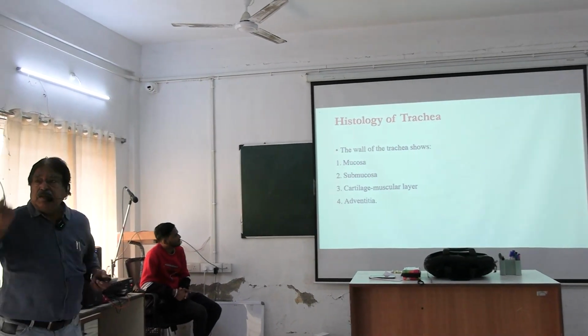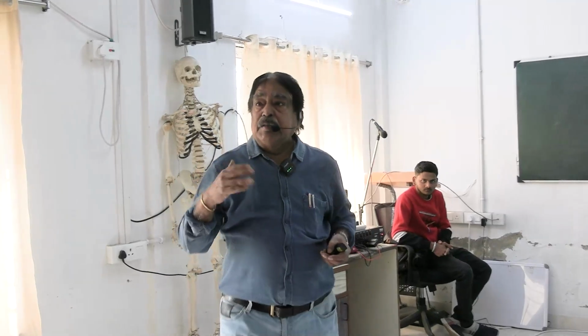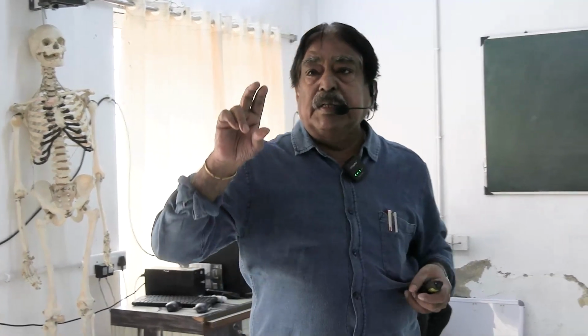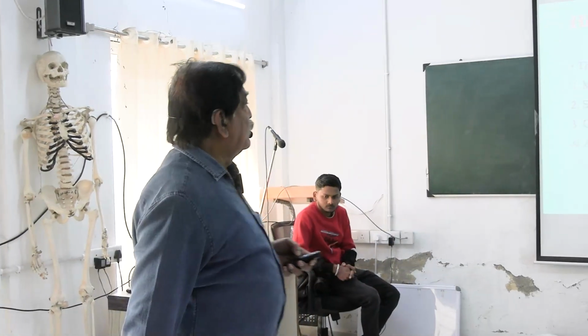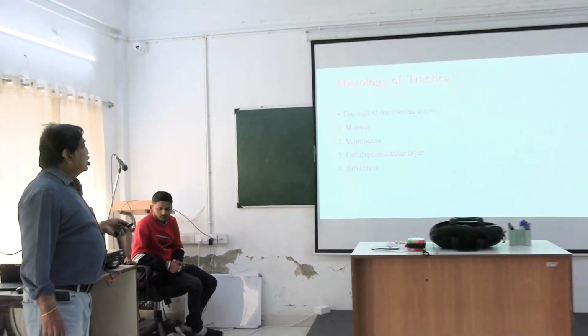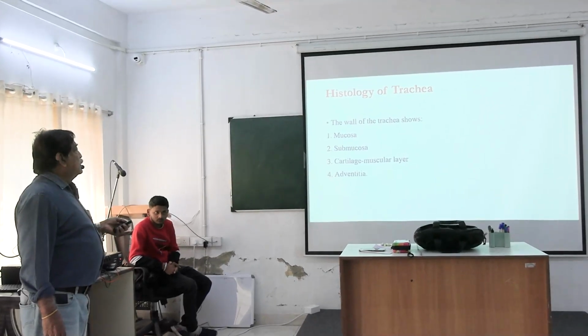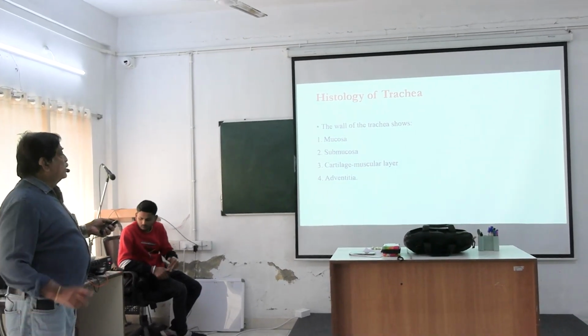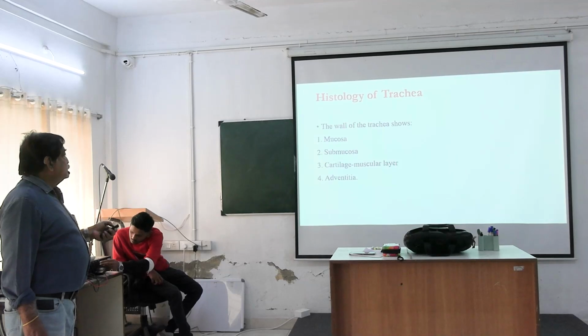Now, what is the function of the trachea? You breathe, inhale, and the air goes through to the lungs. The layers are the mucosa and submucosa, the epithelial cells of the mucosa, the cartilaginous layer, the muscular layer, and the adventitia.